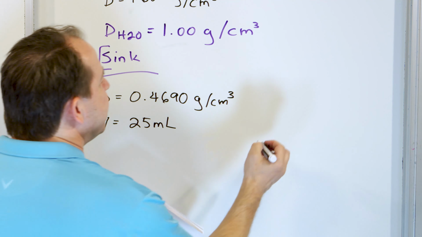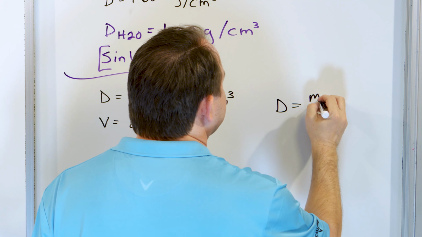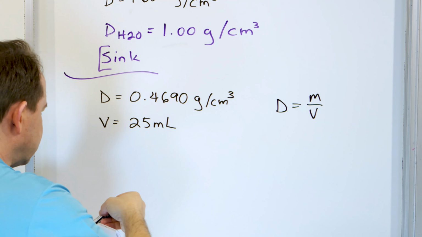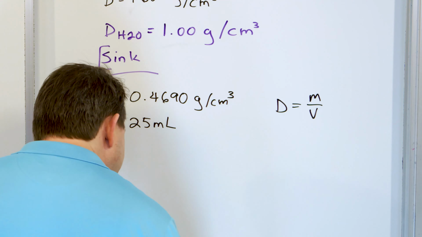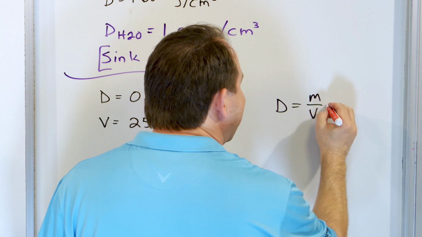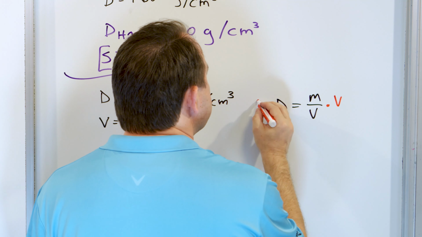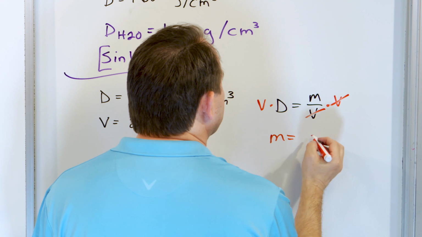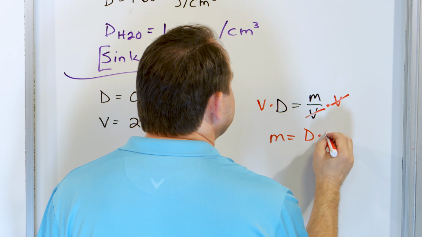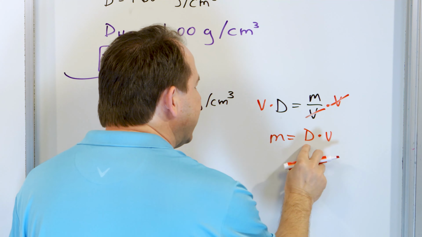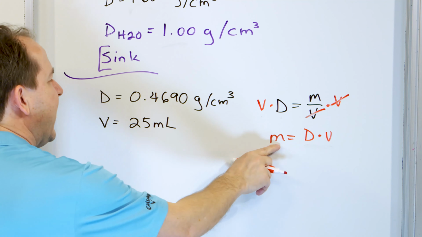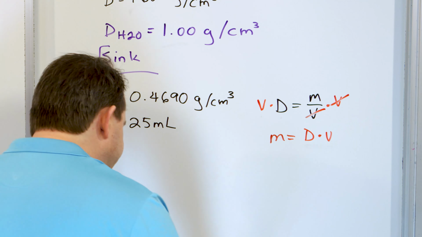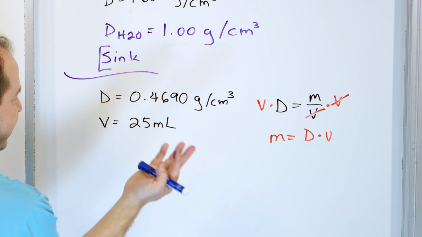Now you know that the density is equal to the mass over the volume. So if you want to solve for mass, how do you solve for mass? Well, you're going to use algebra. You multiply by the volume, by the volume, and these cancel. So the mass is equal to the density times the volume, or the volume times the density, same thing. So we can take density times volume and solve for mass, and so we're going to end up multiplying these numbers together.